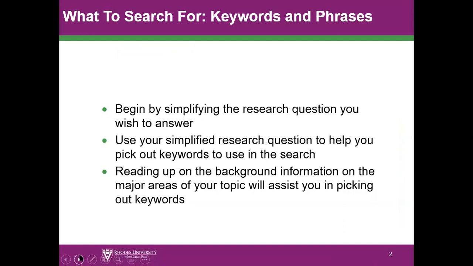Before one begins the search, one will need to simplify the research question that you want to answer. You will also use your simplified research question to help you pick out keywords to use in the actual search. I find that before I pick out keywords, I would like to do a little reading up on the background information on the major areas of the topic. And I'm sure I'm not supposed to admit this, but I will use Wikipedia just to do a quick read up on the actual topic and to actually see what the topic is about.